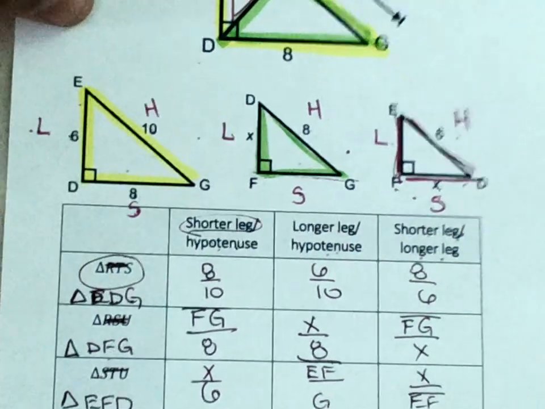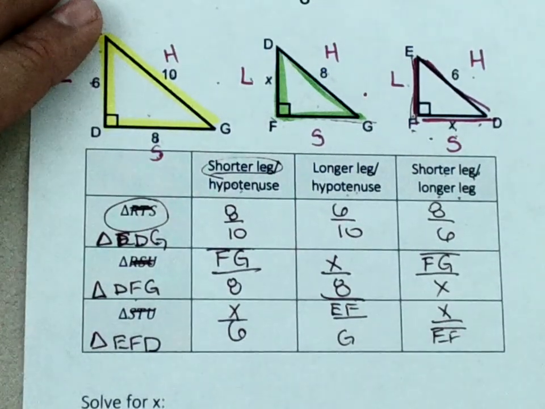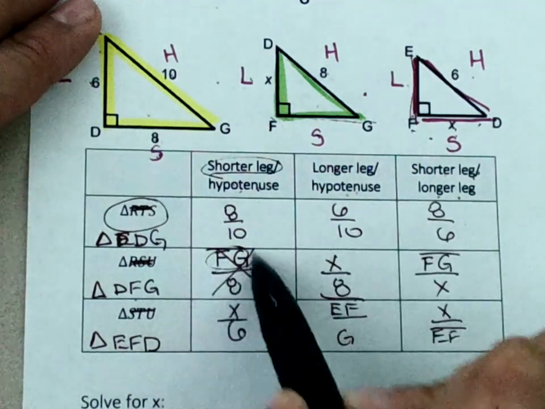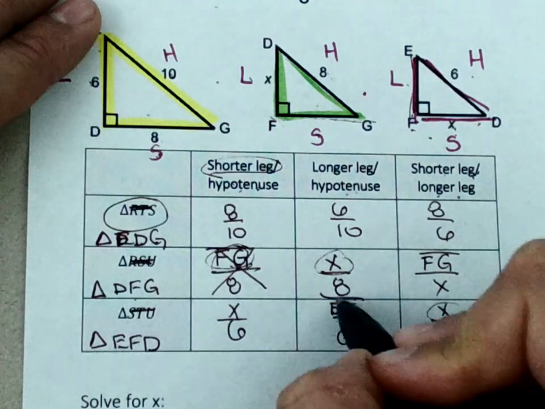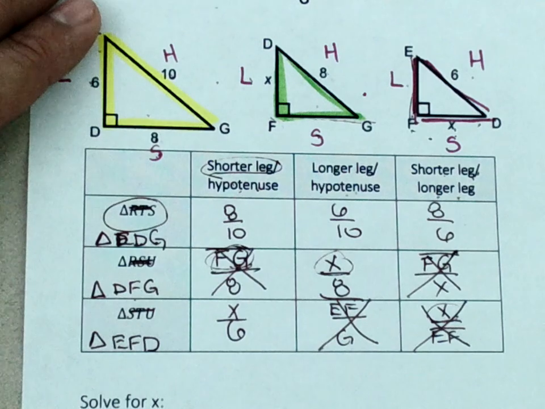So now that we've filled in everything that we can about the ratios, we're going to cross out the things that aren't going to help us. This is not going to help us. I can't not know what this is. We're trying to figure out what X is. We can't have two unknowns. So anything that has EF in it or FG, I'm going to cross out because it's not going to help us.